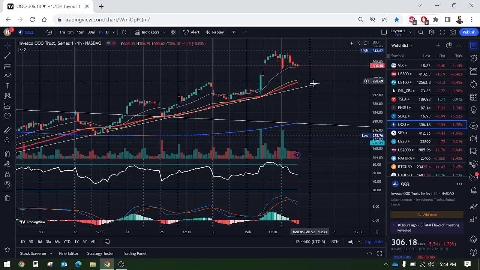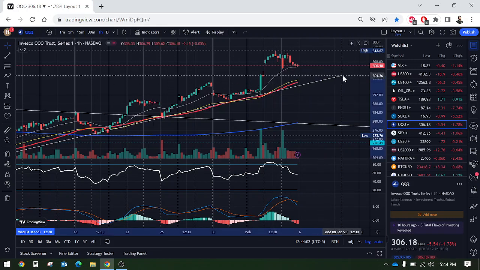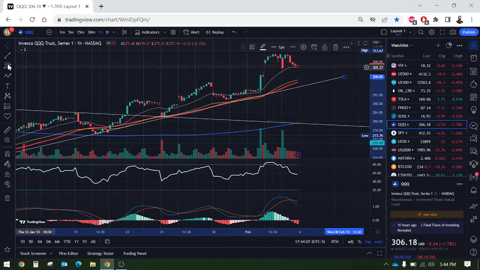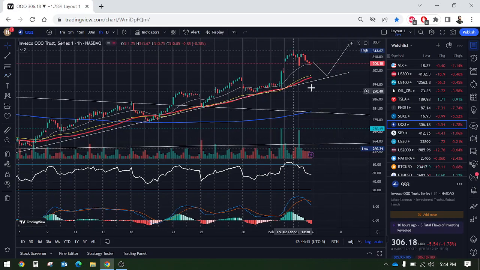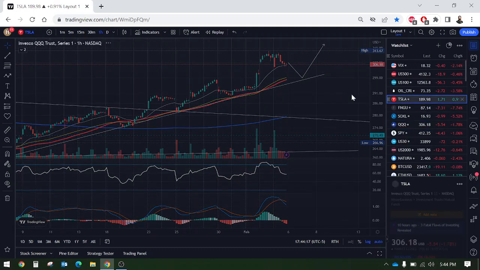This is not a high, but looks like we're losing a bit of momentum. So even if we go down, look for this trend line on 1 hour. You can see the tags here, here. It can go there, it can go here, and then it can go back. So still everything is bullish. That's what I'm expecting. Tesla.